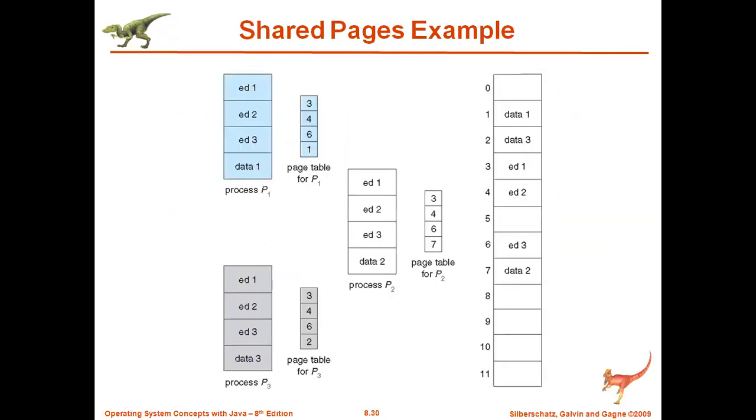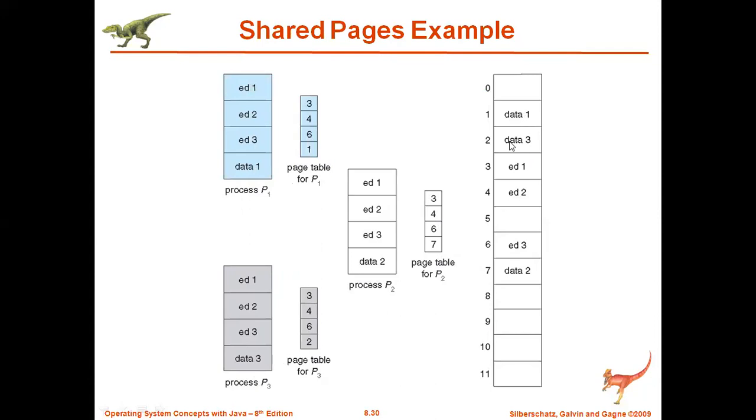Next, coming to the shared pages. Till now we have been talking about a single process. Now here, how can multiple processes share the main memory? So this is process P1, process P2, then process P3. Process P1 has its own page table, process P2 has its own page table, and process P3 also has its own page table. ED1, ED2, ED3 are called pages, but they belong to separate processes.